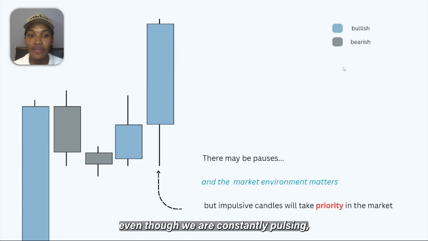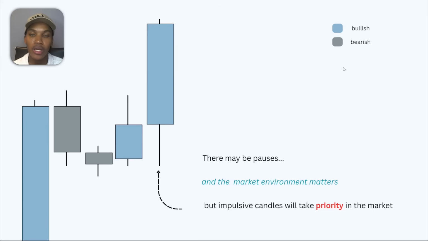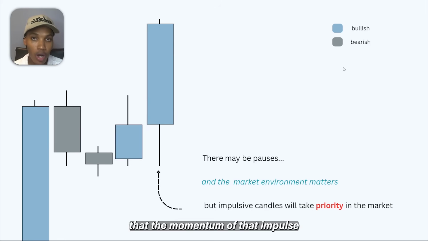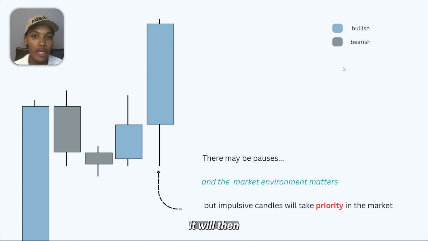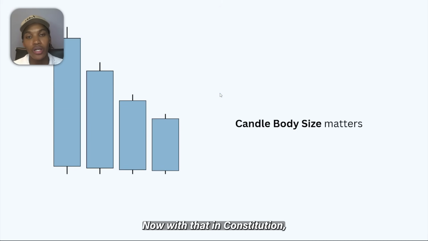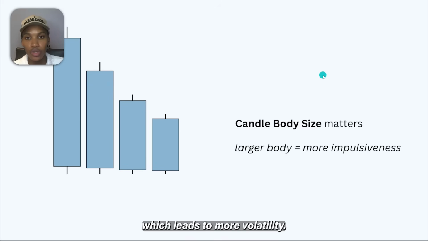Now, it's very important to understand that even though we are constantly impulsing, there will still be pauses in the market. However, remember that the momentum of that impulsiveness does not just stop. It will continue once price has had its rest period. Now, with that in mind, the body of that candle does matter. A larger body means more price displacement within the given period of time. As these keep getting bigger and bigger, that is more bullish intention with each candlestick. And even better, it is happening within a specified time range, which leads to more volatility.